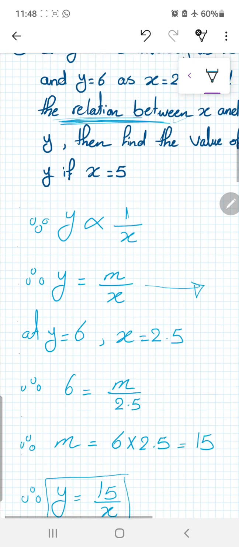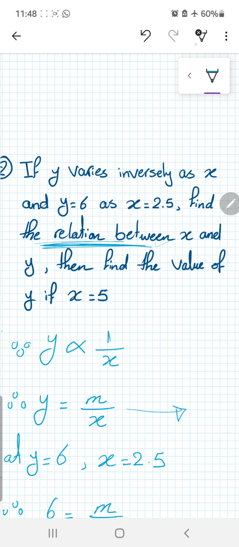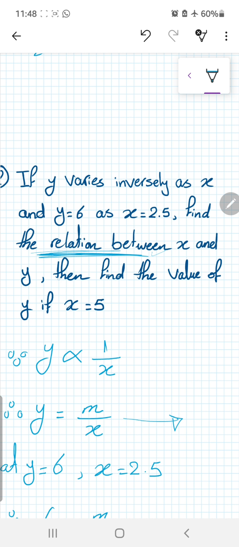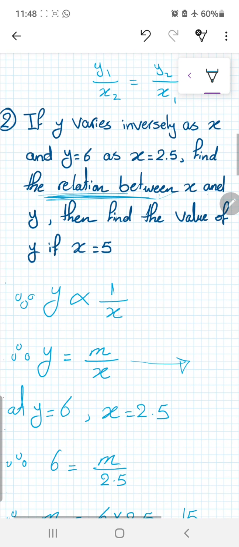Okay, so in this example, if we are given the relation between x and y, we don't solve this example by y1 over x2 equals y2 over x1. Okay, focus. Again, if we want to get the relation between x and y, we solve as y varies with 1 over x, get the value of m and substitute.